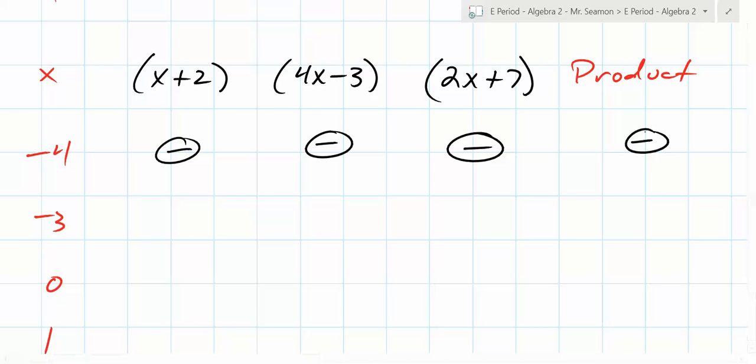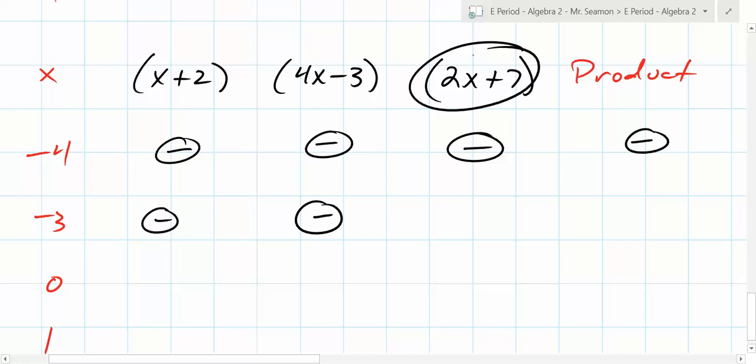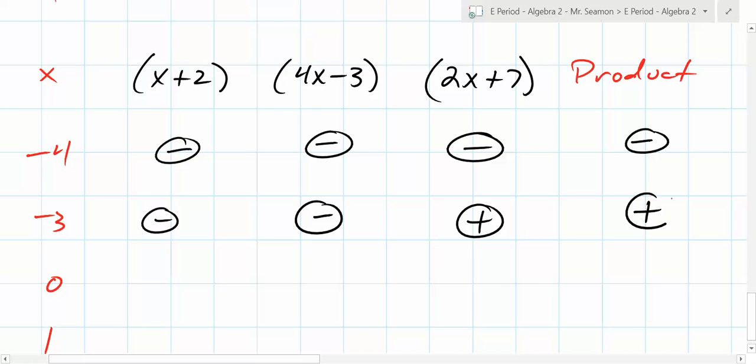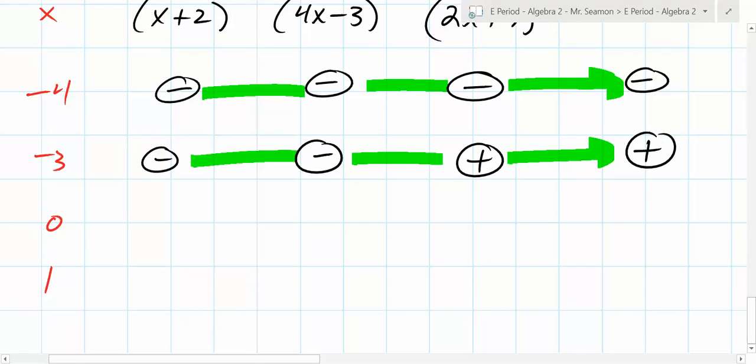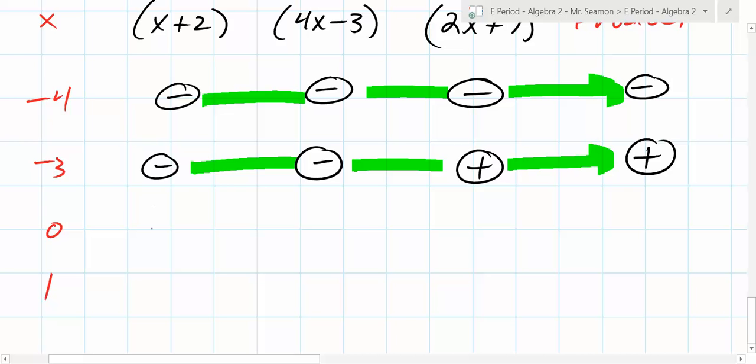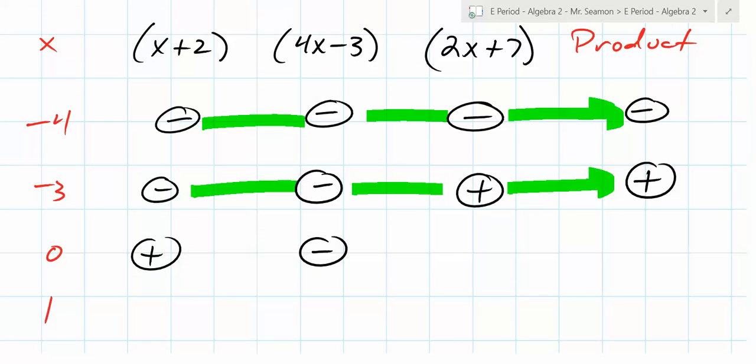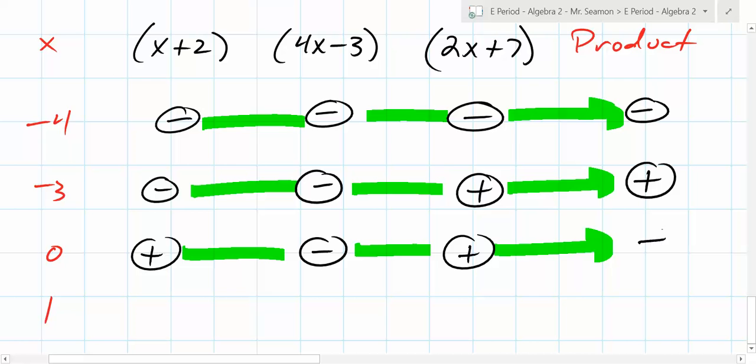When you plug in -3, what do you get for signs? Plug in -3. What do you get, Shane? Yes, you get positive. So when you multiply them all together, what do you get? Positive. So you're multiplying all 3 of these, and you get that one. Who wants to do the next line? Mar, what is it? Positive. Negative, yep. And positive. So when you multiply them all together, what do you get? You get negative. Yeah, exactly.